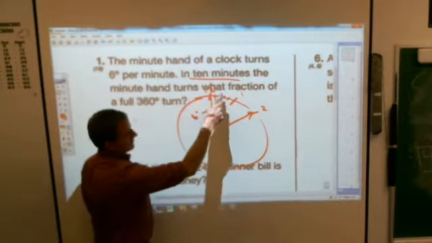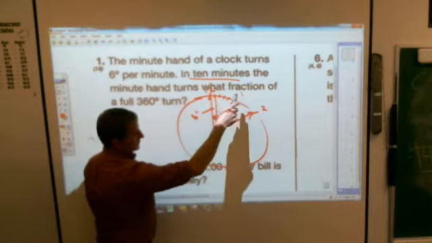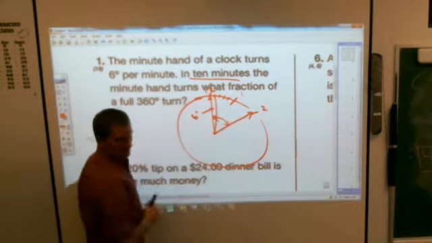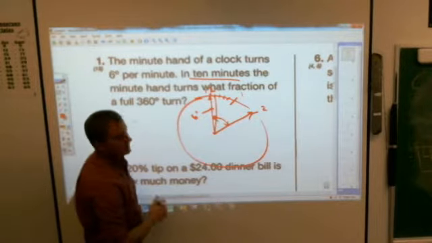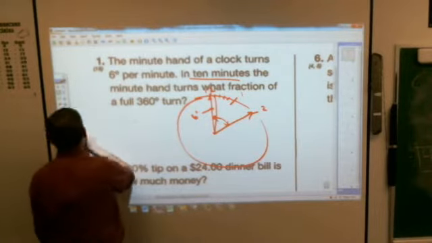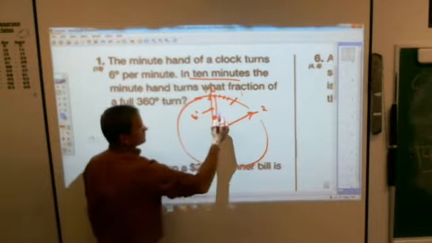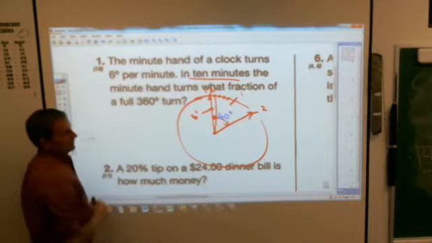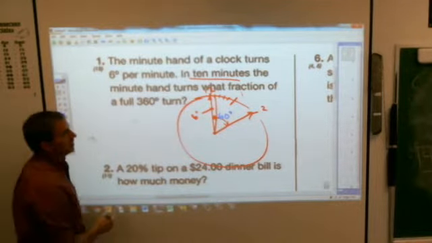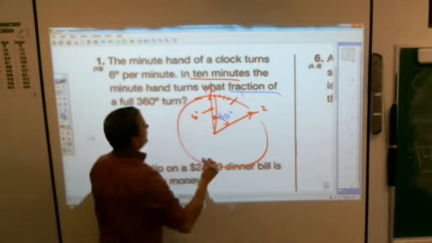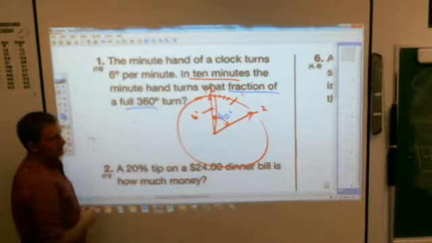6 degrees, repeated. How many? 10. 6 degrees is 10 times 6, which is 60. This thing moved 60 degrees for 10 minutes. But that wasn't the answer, because that's not the question it asked you. It didn't ask you how many total degrees it moved. It said what fraction of a full 360 did it move.